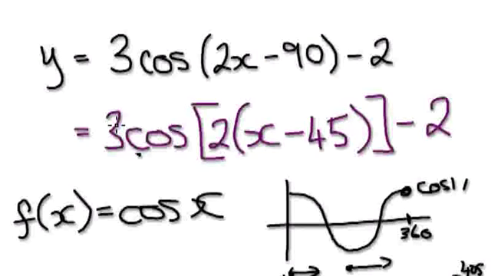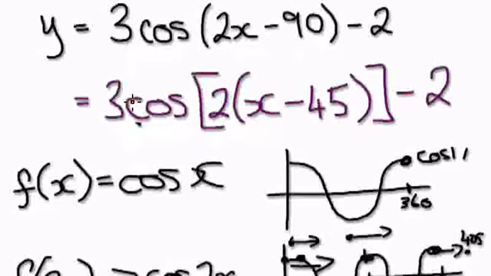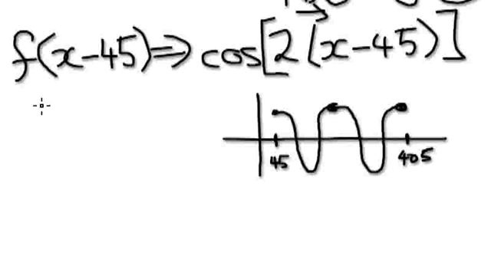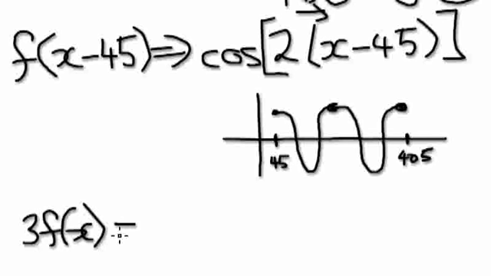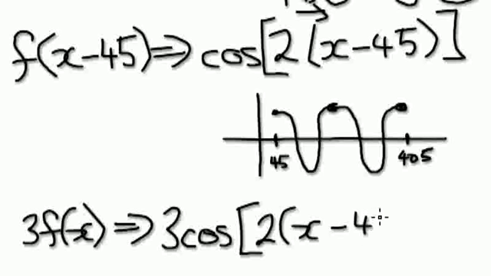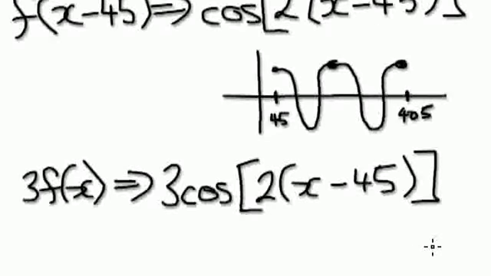Now looking at this here, our next transformation would be this. Hang on. So currently we are here. Our next transformation would be to change the amplitude. So that would give us 3 cos 2x minus 45. Close it off here.